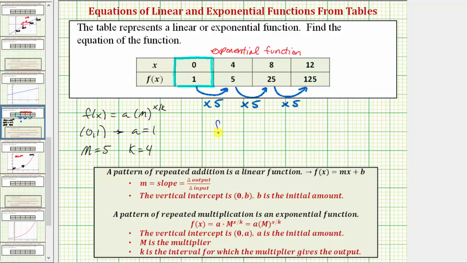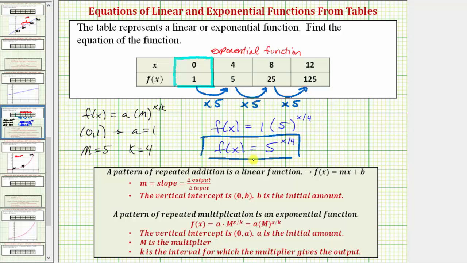We now know f of x equals a, which is 1, times m, which is 5, raised to the power of x divided by k, which would be x divided by 4. In this case, because a is 1, we can simplify this and write f of x equals 5 raised to the power of x divided by 4.